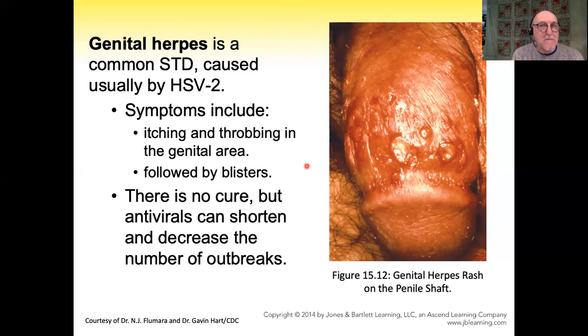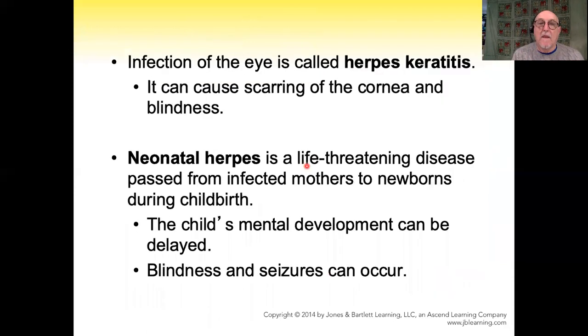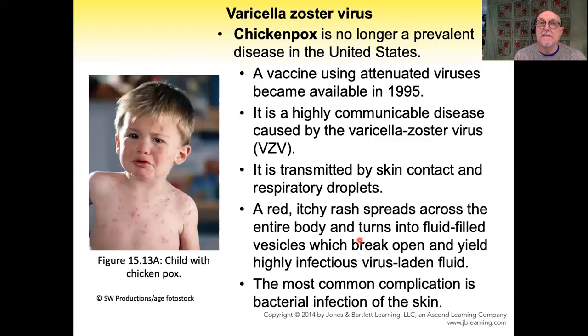In males, it's very easy to see. In females, not nearly as easy. I mentioned the neonatal herpes, the herpes keratitis on the cornea, but the other thing that it can cause is neurological, and unsurprisingly, because we've already heard it can infect the nerves. But in infants, it can cause severe neurological deficits as well. So that is very serious.